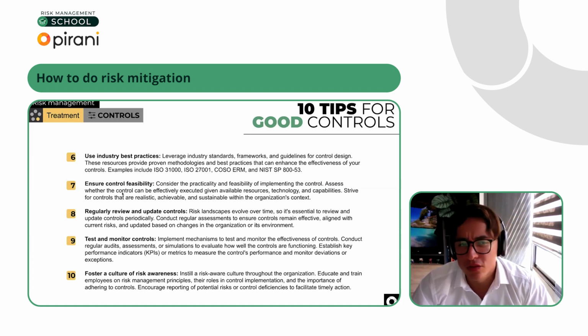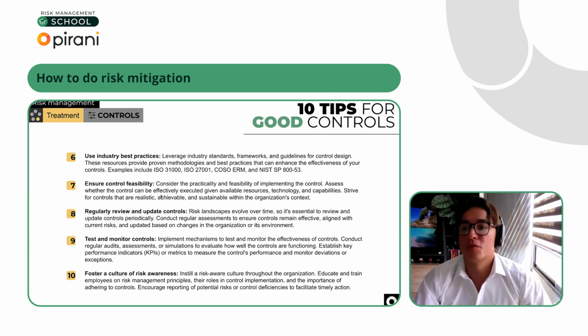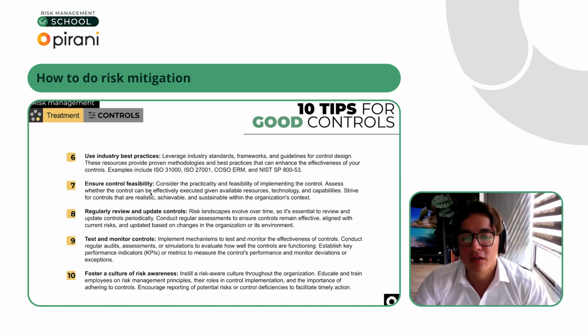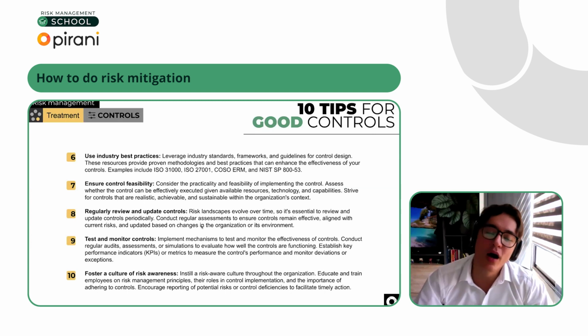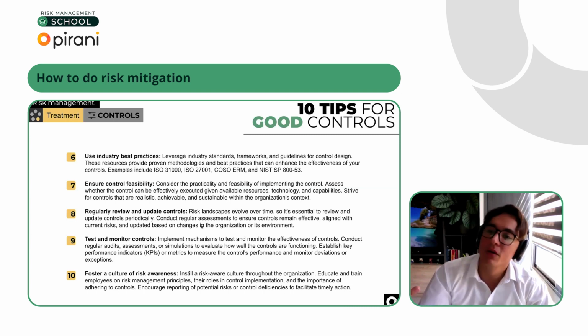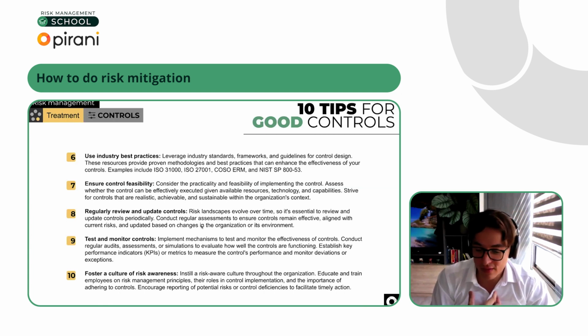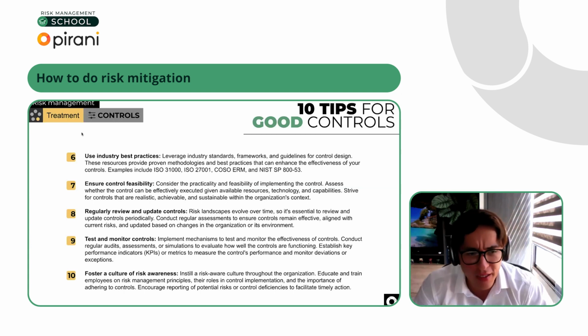And 7, ensure control feasibility. Remember, there are a lot of good practices and recipes, but what about the feasibility of implementing the control in your specific company? Do you have the muscle to do that? So that's why, for example, in the ISO 27001 controls, there is a statement of applicability. You need to reflect and declare, okay, this control makes sense in the context of my company.